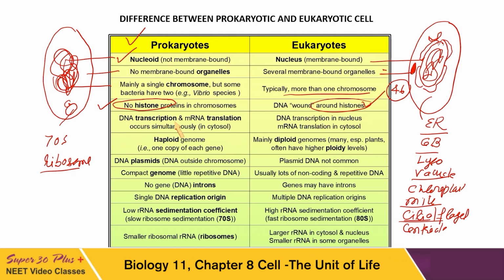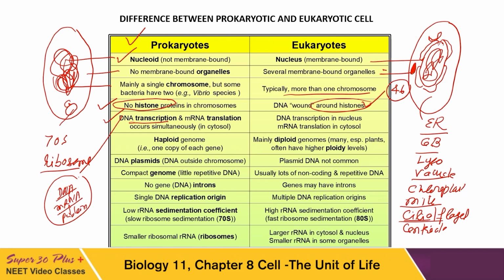DNA transcription and messenger RNA translation both occur simultaneously. You have to study it, but you have to see the detail of this. This is the DNA which is present in the cytoplasm. Here the messenger RNA will be formed, a process known as transcription. Then from messenger RNA the protein will be synthesized. The formation of messenger RNA from DNA is known as transcription, and this process is known as translation. Both of these take place simultaneously in the cytoplasm.